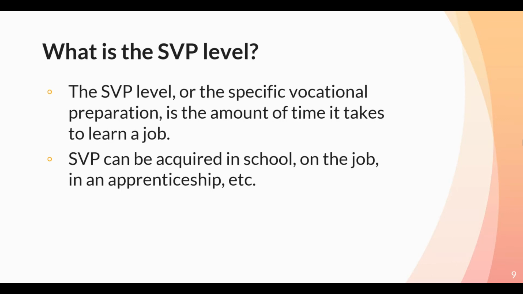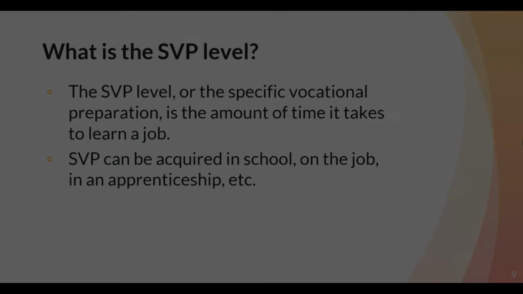SVP 3 is 1 month up to including 3 months. SVP 4 is over 3 months up to including 6 months. SVP 5 is over 6 months up to including 1 year. SVP 6 is over 1 year up to and including 2 years. SVP 7 is over 2 years and up to and including 4 years. SVP 8 is over 4 years up to and including 10 years. SVP 9 is over 10 years.